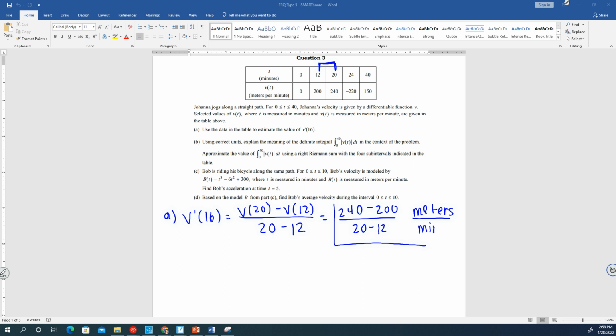Lucy Kaplan. Velocities are meters per minute, so this would be meters per minute squared. So you could do that. If you want to check your numbers here, that does simplify to 5. 1 point for that one.